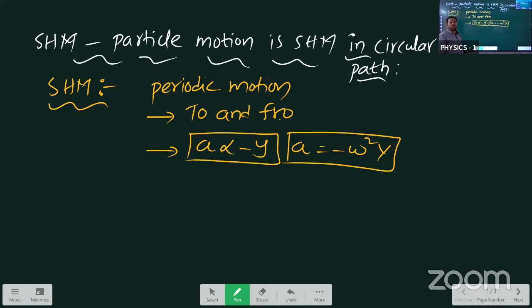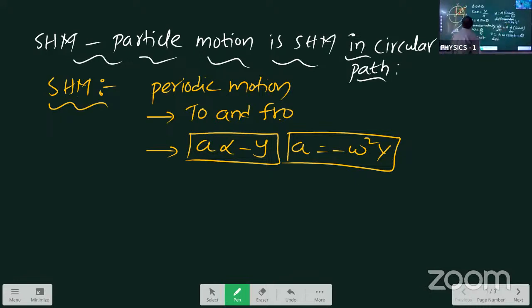If you remember, they are going from x notation also. Both are the same. On removing the proportionality, a constant comes: omega, the angular velocity. So the SHM formula: a directly proportional to minus y. On removing proportional, we get the constant. SHM formula: a equals minus omega square y.